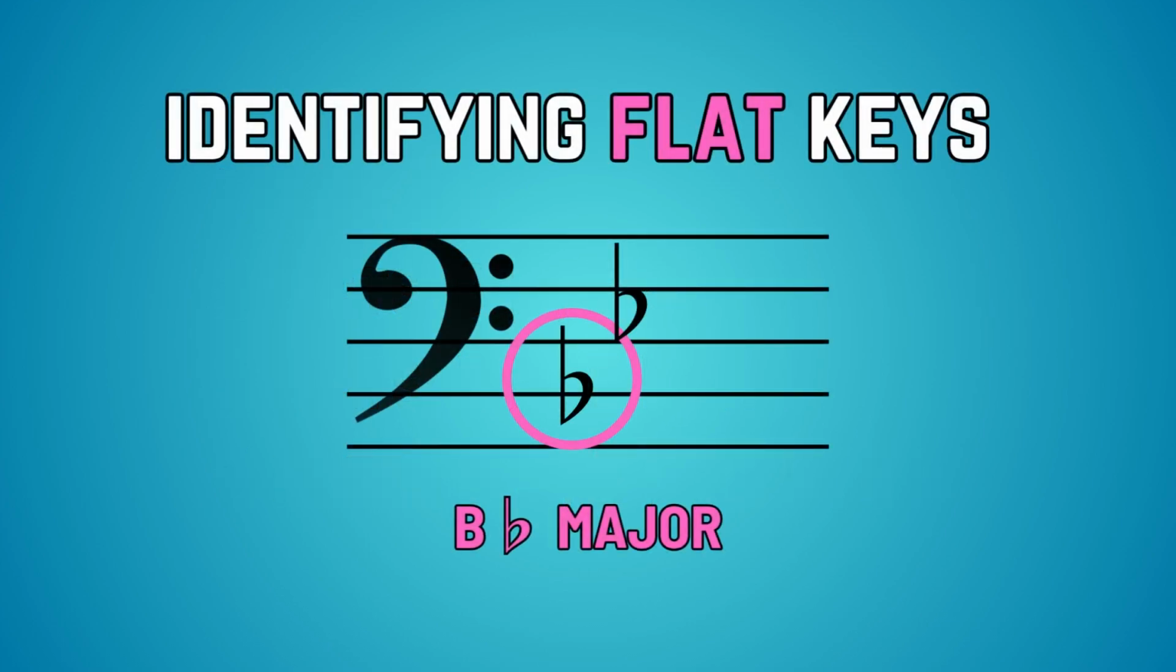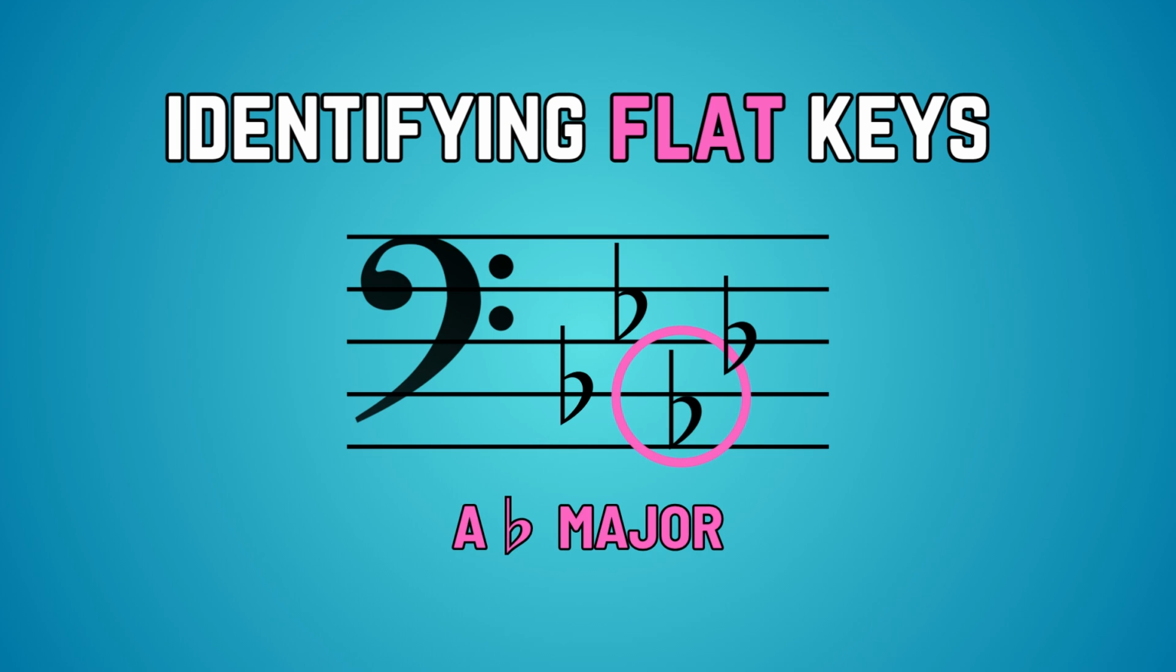We use a different method to identify flat keys. Look at the second to last flat in the key signature. That flat gives you the name of the major key. For example, this key signature contains B flat and E flat. The second to last flat is B flat, so the key is B flat major.